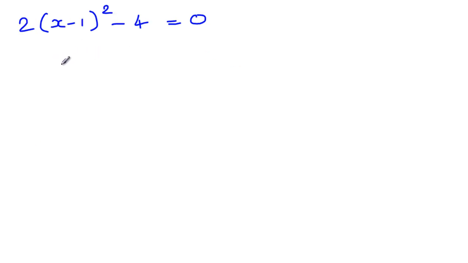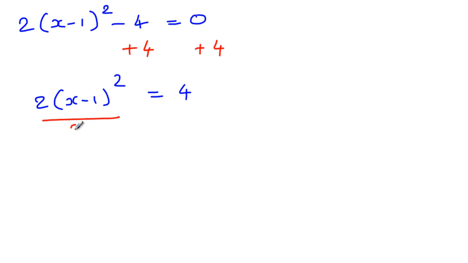I will again follow the same steps. I will take minus 4 to the other side, so I will add 4, I will add 4. Now I have 2 into bracket (x minus 1) whole square is equal to 4. Now I will divide both the sides by 2, so divide by 2, divide by 2, 2 cancelled. This will be (x minus 1) whole square is equal to 2.